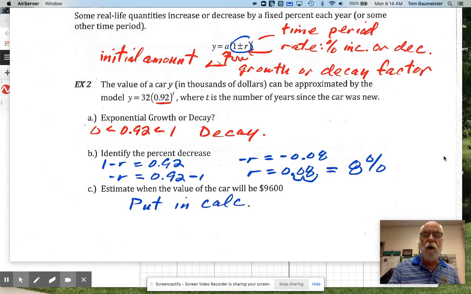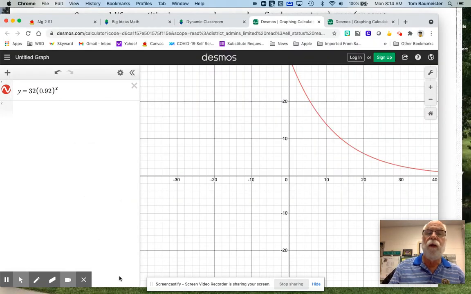All right, which I've already done for you. So I'm going to show you. If I look here, I did plug it in. Notice I have y is equal to 32 times 0.92 raised to the x power. I can put x, I can put t. Since we don't have a t on the calculator there, I'm just going to use x. All right, so again, our x would be our x-axis.